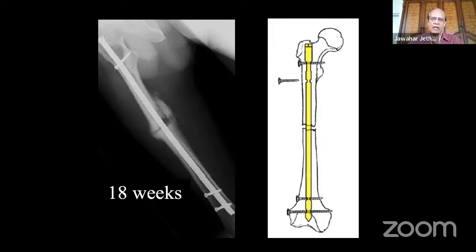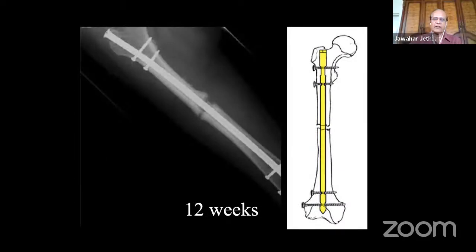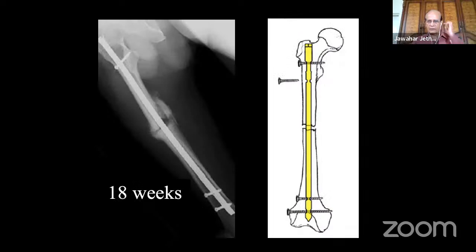So most of the time, when you remove one screw, let there be dynamization and put that screw back, so that the rotational stability is not compromised. Okay, so you are advising that after 6 weeks, we have to again give the rotational stability by inserting the second screw which has been removed. Yes, after dynamization is done. Okay. Any other opinion?